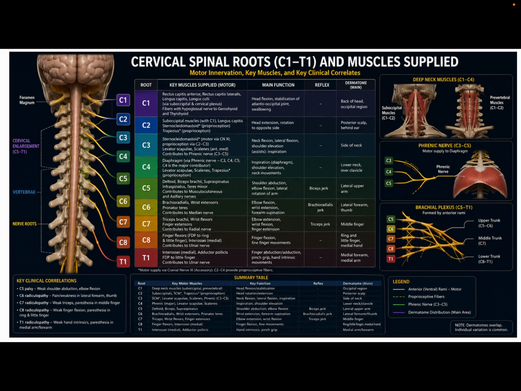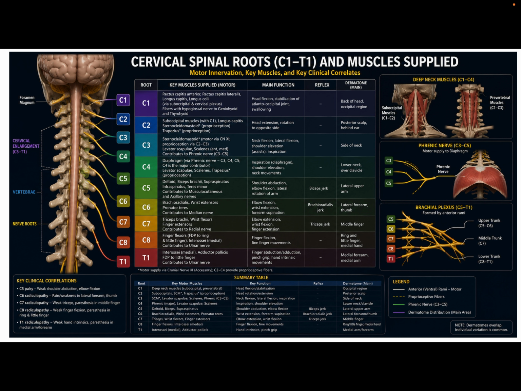Its major functions include finger flexion and fine finger movements, and there is no reliable deep tendon reflex. So the dermatome includes the ring finger, little finger and medial hand. So what does the C8 supply? The ring finger, little finger and medial hand.